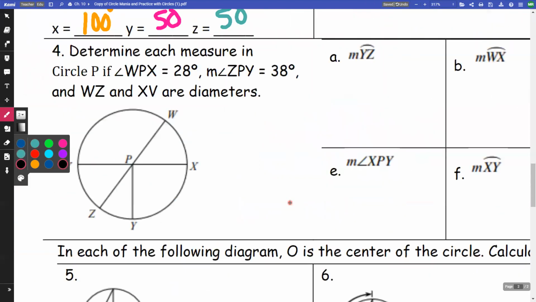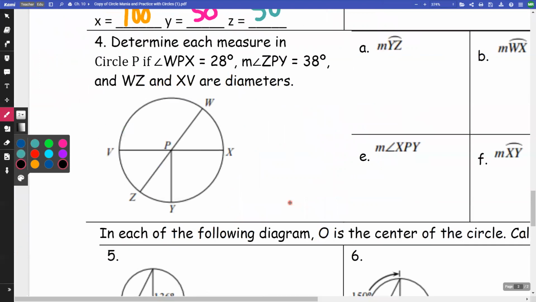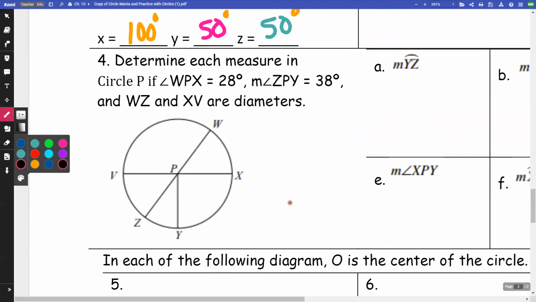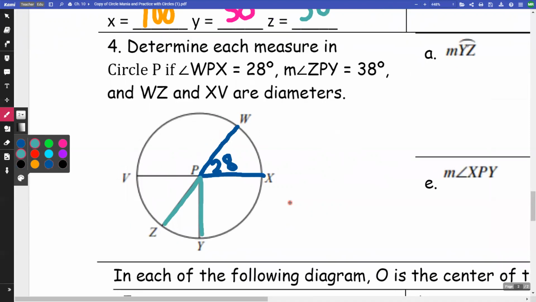On number 4, so in this situation, I know W, let me do it in a different color. I know WPX is 28 degrees. I know that ZPY is 38 degrees.